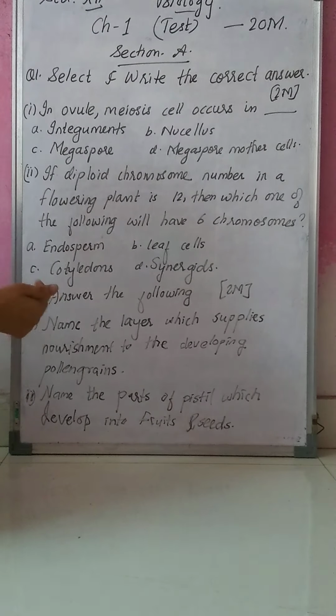Then question number 5 is, define the terms. One is geitonogamy and the second one is xenogamy. Means 1 mark for each definition.